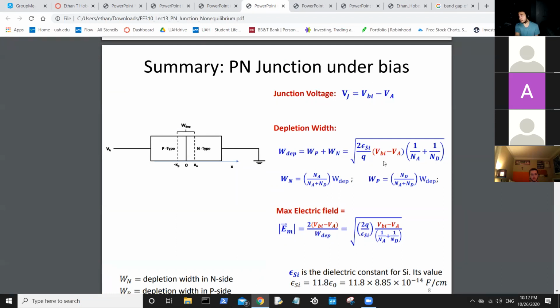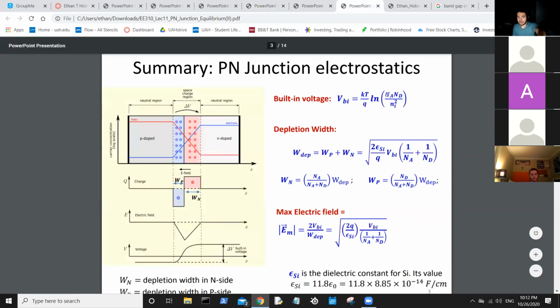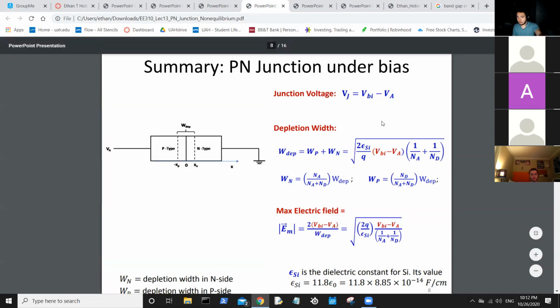That's the numerical reasoning behind why, when it comes to calculation, the actual built-in voltage will not be affected. As you see, built-in voltage has its own formula and it's not rewritten. It stays the same. What does change, if it ever asks you to calculate the junction voltage, is the built-in voltage minus this, which you can also do.